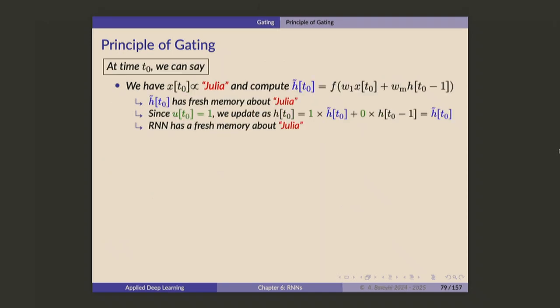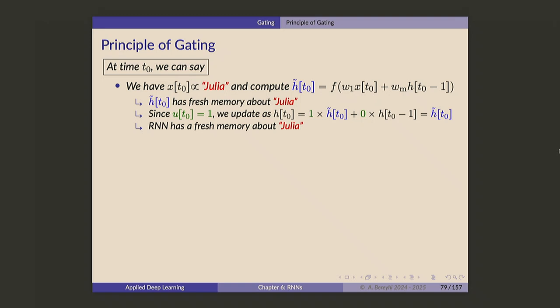Okay, so given that, let's see what's going to happen to Julia when we just do this gating approach here, using u for update. First time, I am at time t0, right? Julia goes inside my neural network. I'm going to do all the computations. At the output, I'm going to get one hidden state, and that hidden state, h tilde, depends on the word Julia, right? So it has a fresh memory of this term.